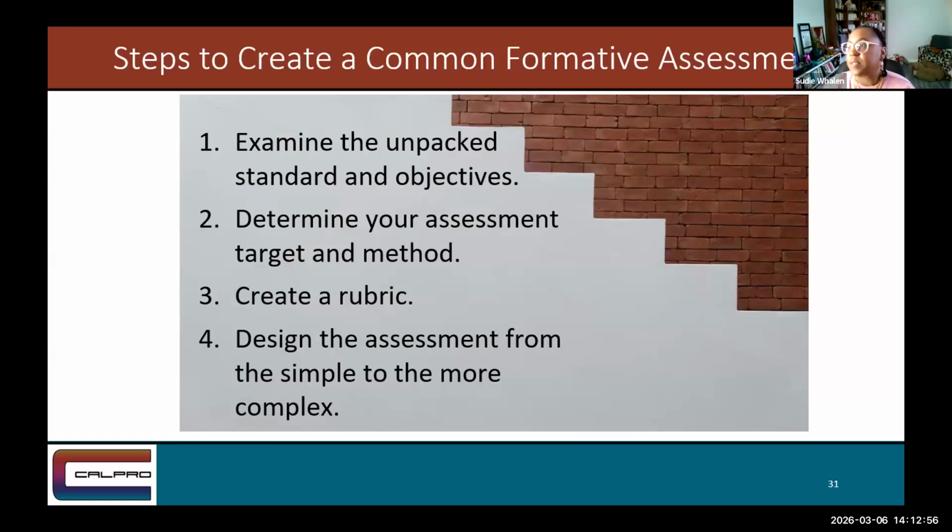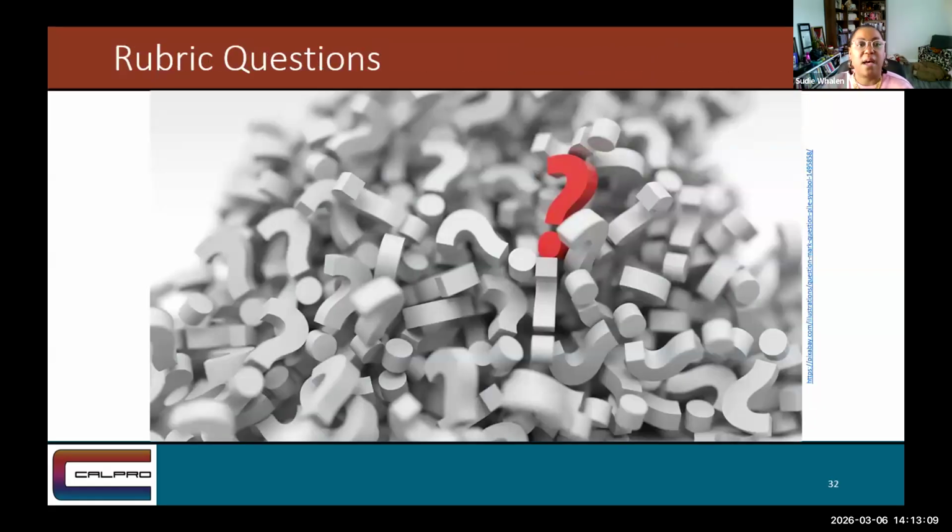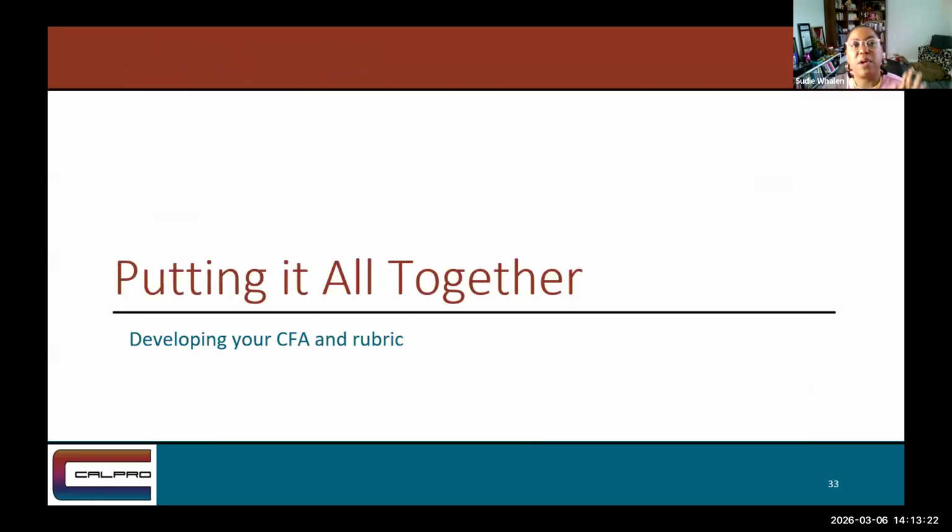So when we think about the steps to creating our CFA, just touching back on what Karen shared with us earlier: examine the unpack standard, determine your assessment method and target, create your rubric, and then design the assessment from the simple to the more complex. And so I'm going to pause here for rubric questions before I pass it to Catherine to get to do the activity. Questions? Okay, great. All right, Catherine, we're going to put it all together and we are going to reduce the breakout to 45 minutes instead of 50 due to time.